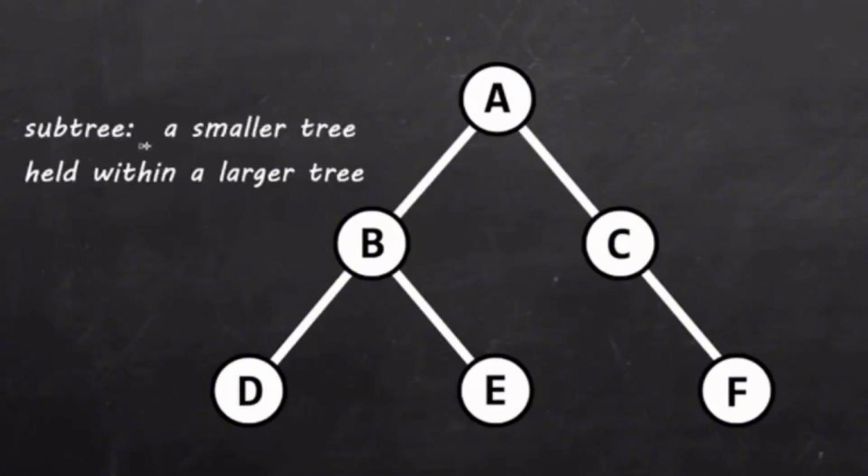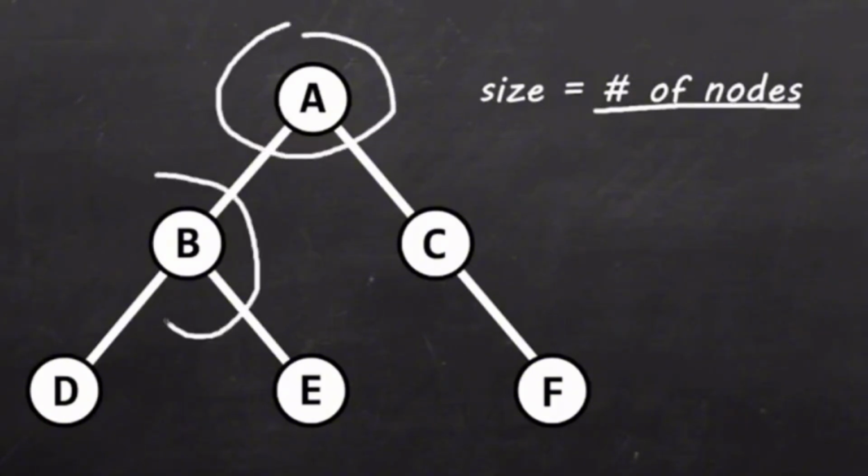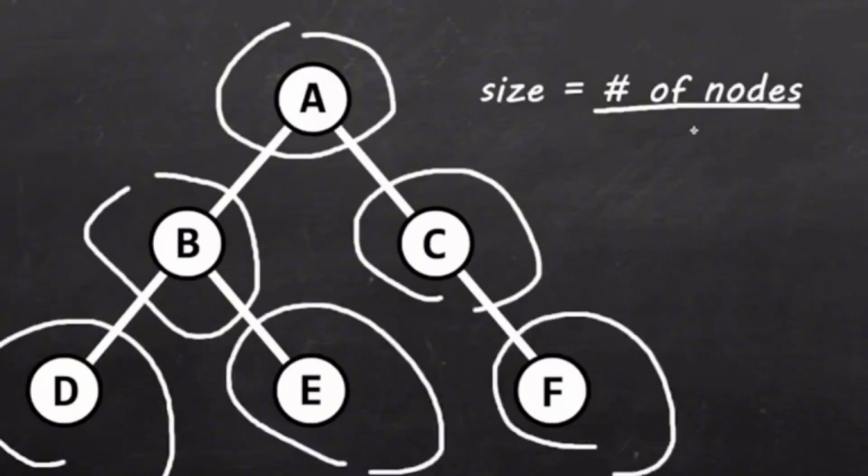A subtree is a smaller tree held within a larger tree. You could say that this portion is a subtree. The size of the tree is equal to the number of nodes. So what's the size of the tree? We have 1 node, 2 nodes, 3, 4, 5, and 6 nodes. And the size of the tree is 6.